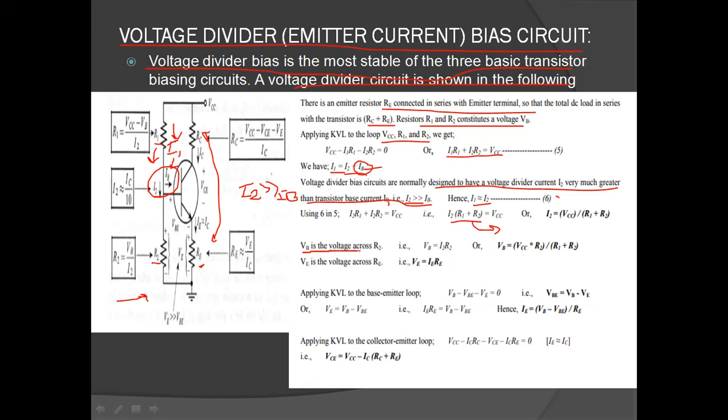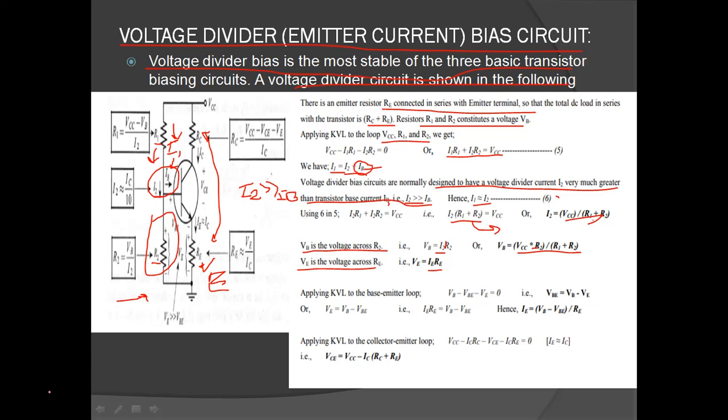Now here VB is the voltage across R2. So what is the voltage across R2? That is VB is equal to I2 R2, and by substituting I2 as this one, you get VCC divided by R1 plus R2, into R2. You are just replacing I2 by this equation. VE is nothing but the voltage across the resistor RE, so VE is equal to IE RE.